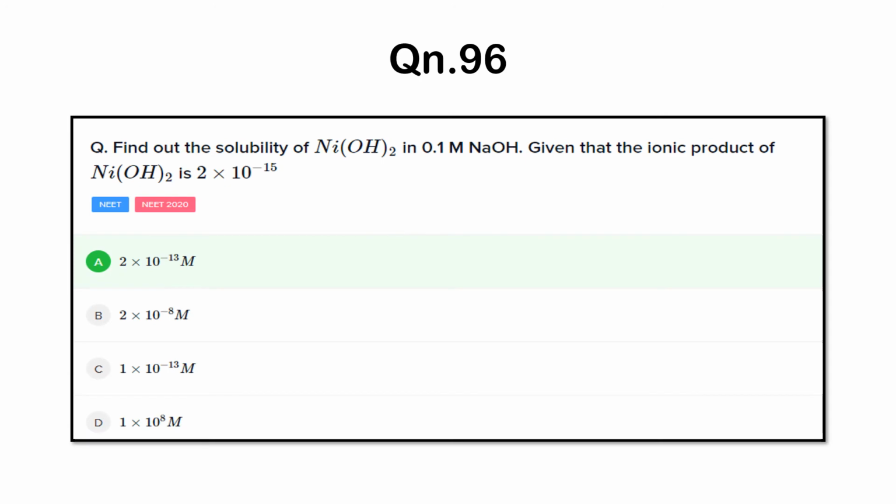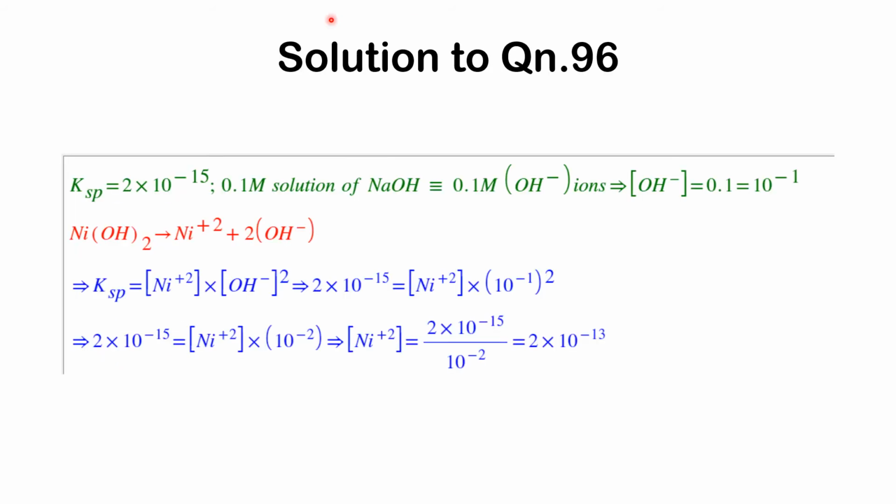அடுத்த question போலாம். Question number 96. Find out the solubility of nickel hydroxide in 0.1 molar sodium hydroxide solution. Given that the ionic product of nickel hydroxide is 2 times 10 power minus 15. The answer is option A. Solution பார்க்கலாம். So solubility product KSP, it's equal to ionic product, it's equal to 2 times 10 power minus 15. So solubility product, ionic product ரெண்டும் equal இருக்கு, equal to 2 times 10 power minus 15.